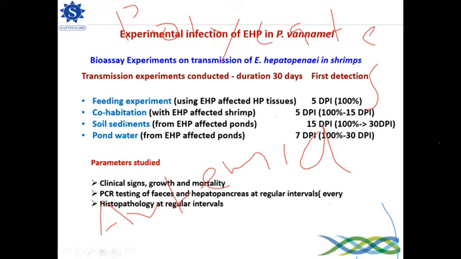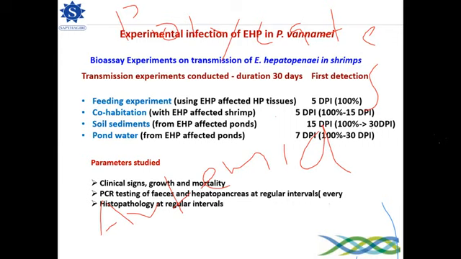The same way with cohabitation, in the sense that when an EHP-infected animal is put together with an EHP-negative animal, the infection spreads through cohabitation. From the 5th day onwards, animals are getting EHP positive, but only 15% EHP infection occurred. The same way, soil sediment.